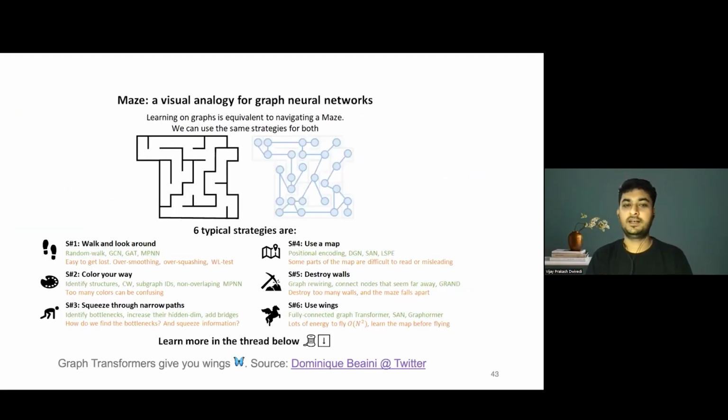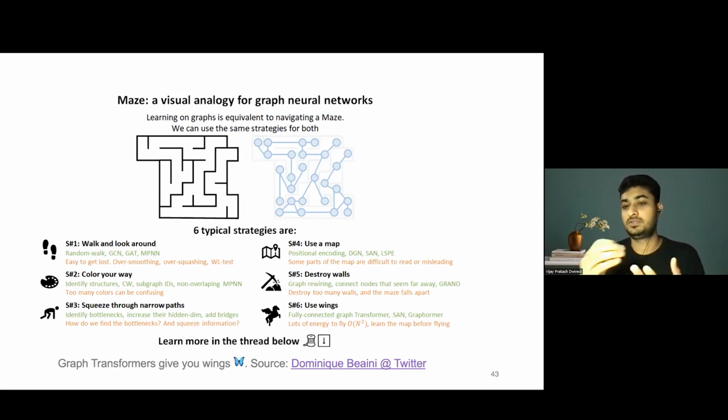There's a very nice visual maze for graph neural networks when dealing with graph transformers. When we have different problems, we may need to follow some strategies, and this was made by one of my collaborators, Dominique. First, we do some MPNNs. They do some sort of walk, look around, and aggregate information. But there are some problems such as over-smoothing and over-squashing. When we try to squeeze through some narrow path, we may use some map, which is positional encodings, or other works along this side.